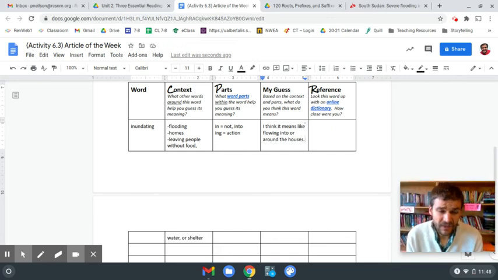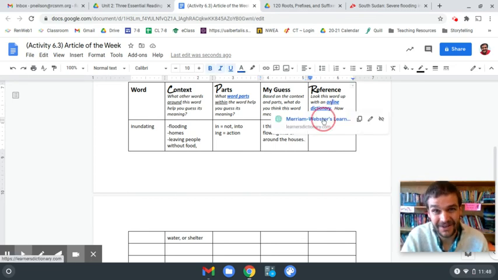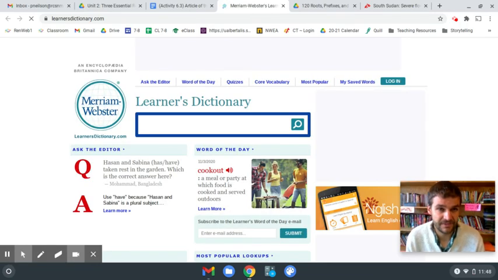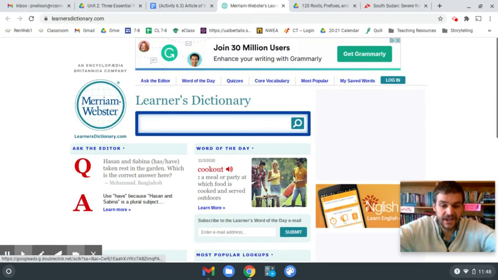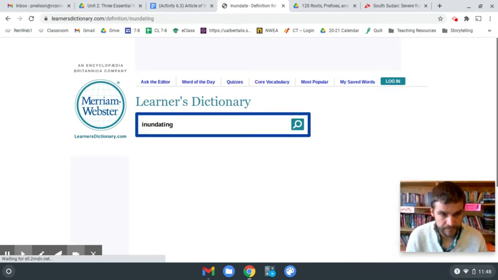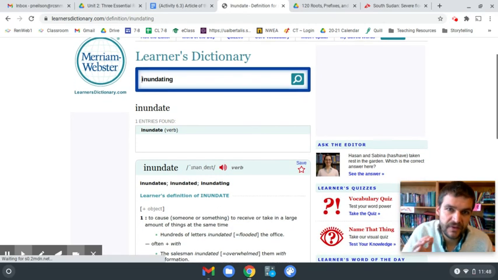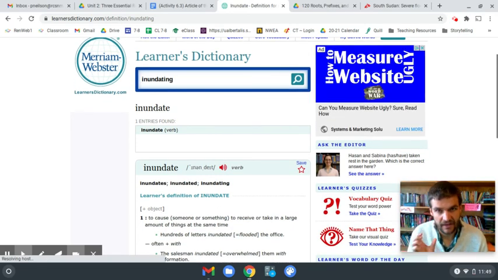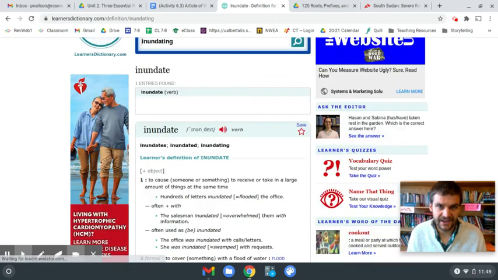Okay, so now that I made my guess here, now I'm going to do the last step of CPR, which is reference. That means to look it up and to measure my guess with the actual meaning. Now, you guys, I've linked here in the direction or in this box to my favorite online reference tool, which is called Learner's Dictionary. It's an awesome dictionary. And I'm just going to look up the word inundating. It will always give you the present tense form of the verb. So we have the word inundate, which is the same form. It's just the present tense.